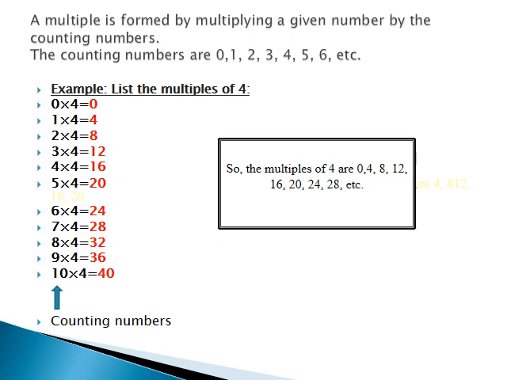A multiple is formed by multiplying a given number by the counting numbers. Counting numbers are 0, 1, 2, 3, 4, 5, 6, 7, 8, and 9. So, list the multiples of 4. Multiples of 4 are 0, 4, 8, 12, 16, 20, 24, 28, etc. Here we have multiples of 4.